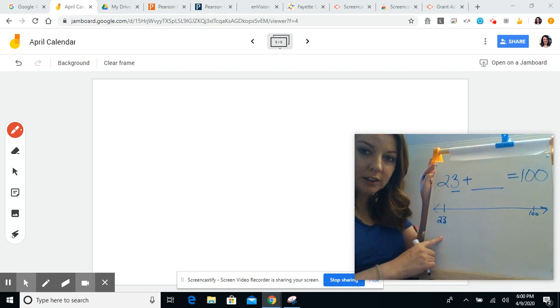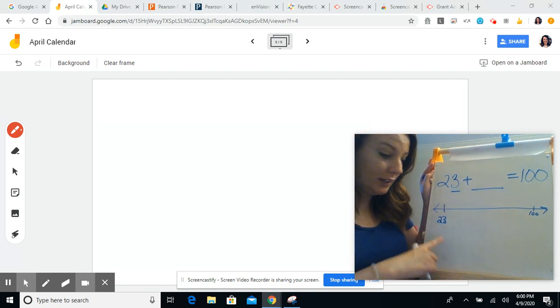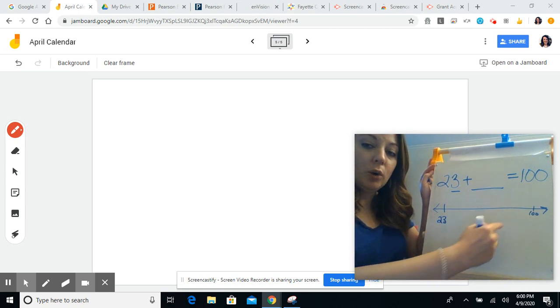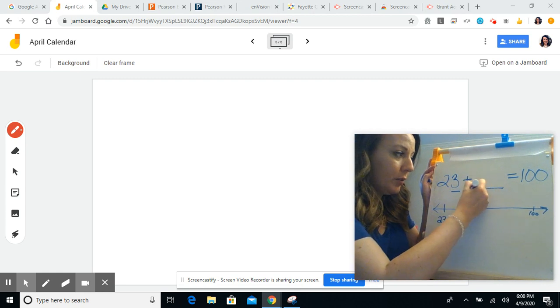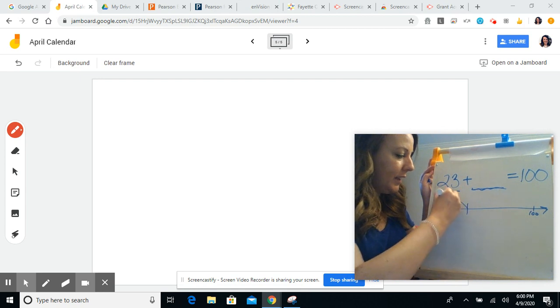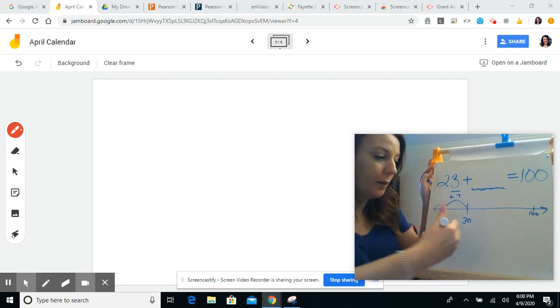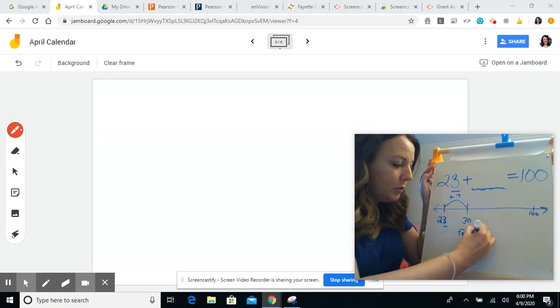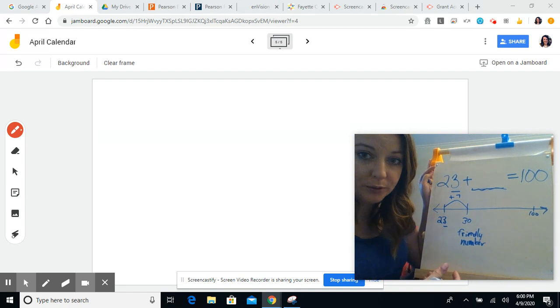This is what we call an open number line because I'm just making the number line what I need it. It's not labeled 0, 1, 2, 3, 4, 5, 6, 7, 8, 9, 10. I'm making the number line what I need it. I'm starting at 23 and I'm going to 100. To figure out the distance between the two, that's going to give me this number right here. Okay, so I know if I add 7, that's going to give me my next 10, which is 30. I'm going to a friendly number. That's what we call this. I'm going to a friendly number because 30 is a lot easier to add to get to 100 than 23.